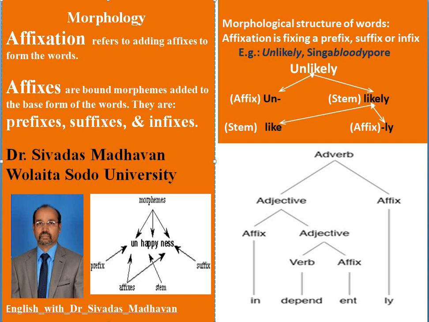Again, the adjective form independent can be divided into in and dependent. In is an affix, dependent is a base or stem. And the adjective dependent can also be divided into free morpheme, that is stem, depend, and affix ent. So in the word independently, there are four morphemes. One is free morpheme and the other three are bound morphemes. So this way you can show the morphological structure of the words by dividing words into morphemes.